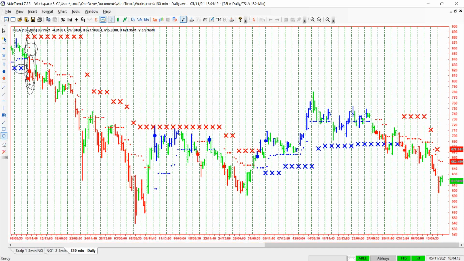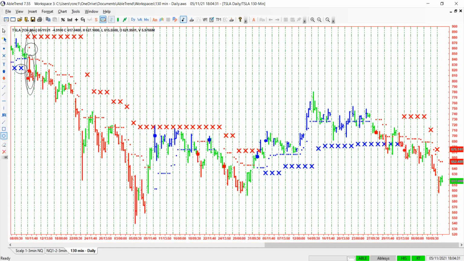Here's the key. We never short if there's anything blue underneath the price. We never buy if there's anything red above the price, a dot, an X, an arrow, anything. We would never buy if there's anything red above it, because that would mean there's like a roadblock there. There's a wall of resistance that's going to stop it from going higher.